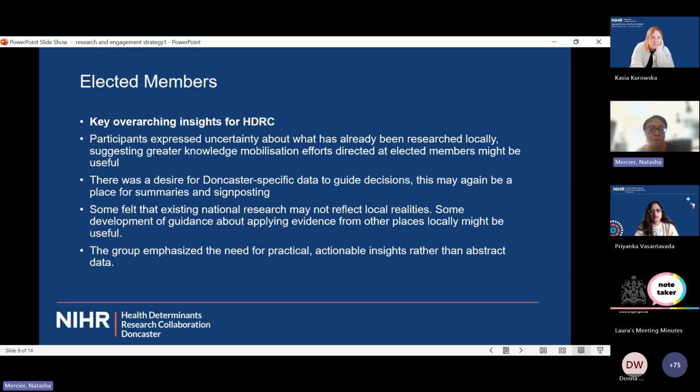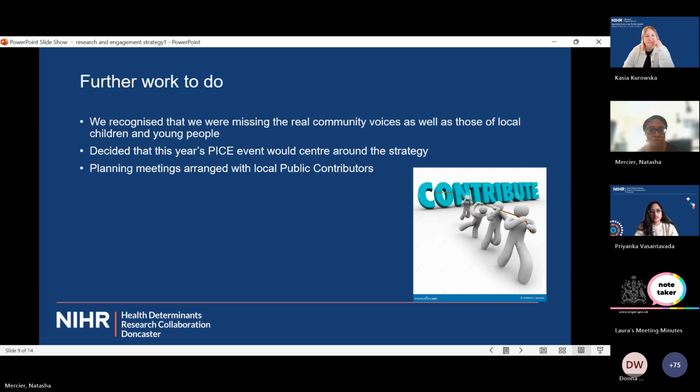There was a lot of talk around Doncaster-specific data to guide decision-making. Some of the elected members felt that existing national research may not reflect local realities, and that some development of guidance around applying evidence from other places locally might be of use to us. The group also emphasised the need for practical, actionable insights rather than abstract data. So we've taken all that on board. We did recognise that we had further work to do.